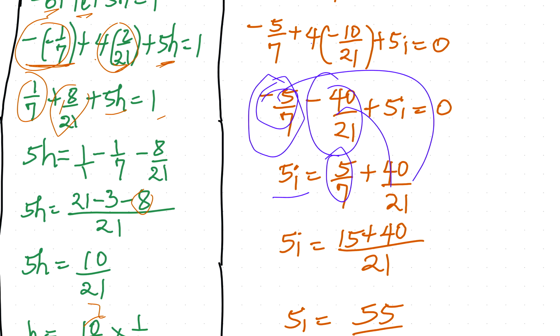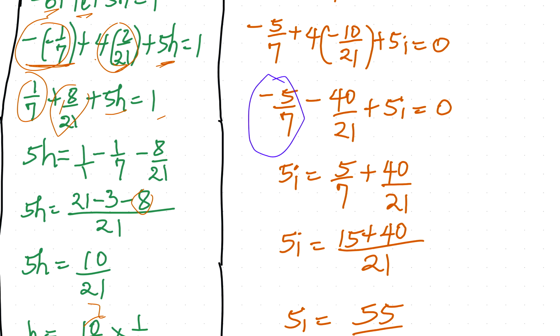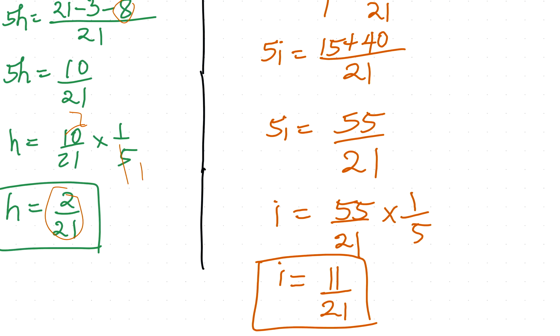So we can take LCM of those. So LCM of 7 and 21 is 21. 7 and 21 is 3. 3 times 5, 15. 21 and 21, 1. 1 times 40, 40. So you have 5I to be equal to 55 over 21. Then you divide through by 5. So I is 55 over 21 times 1 over 5. 5 here is 1. 5 here is 11. So I finally is 11 over 21.